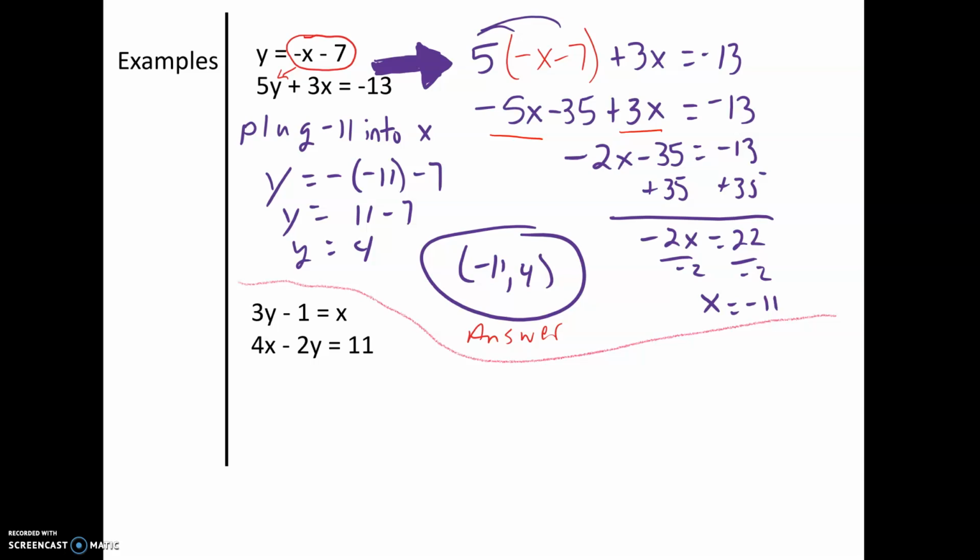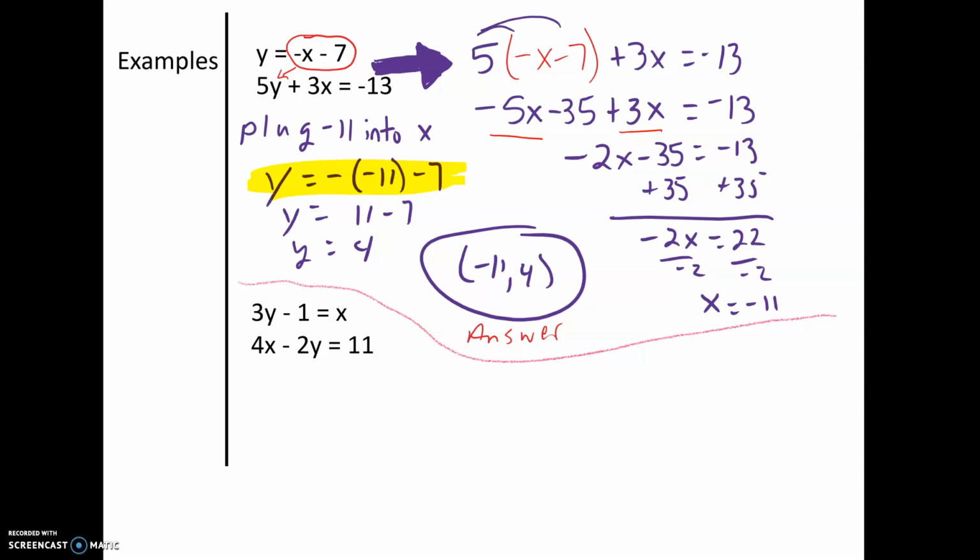But we need to also get y. So I'm going to take that negative 11, and to me, it's easier to plug it into the one part that I circled. So I'm going to plug that negative 11 into the x of the top equation, and that's what I'm doing right here. Let me get my highlighter. So instead of it saying negative x minus 7, it's going to be negative of negative 11 minus 7.